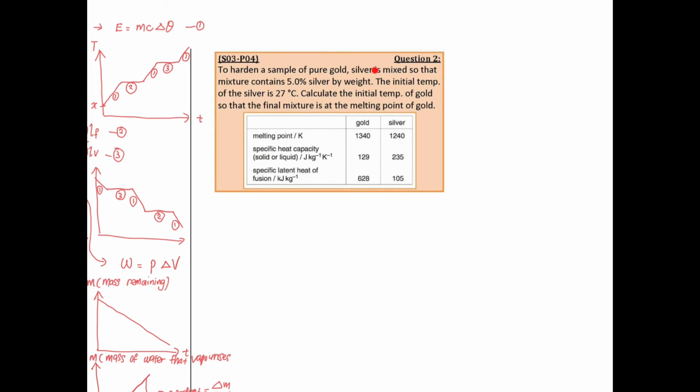An alloy is where they mix different kinds of metals. So that mixture contains 5.0% silver by weight, 5%. The initial temperature of the silver is 27 degrees Celsius, around room temperature. Calculate the initial temperature of gold so that the final mixture is at the melting point of gold. Okay, so let's think about it in this way.